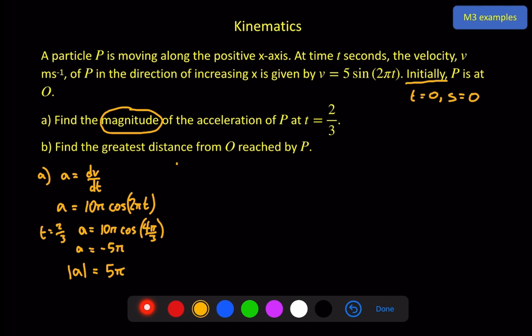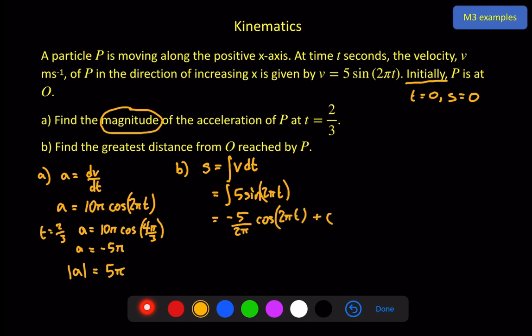Part B, find the greatest distance from O reached by P. Now if we want the greatest distance, we're going to need to find the displacement formula. And again, to do that, we're going to integrate our velocity formula. So the integral of 5 sine 2 pi t, and that gives us minus 5 over 2 pi cosine 2 pi t plus c. This is the formula for the displacement.